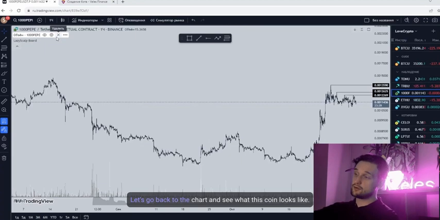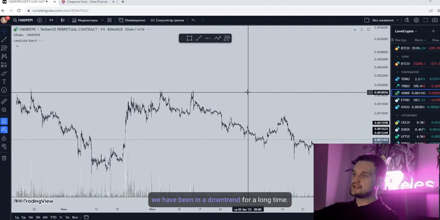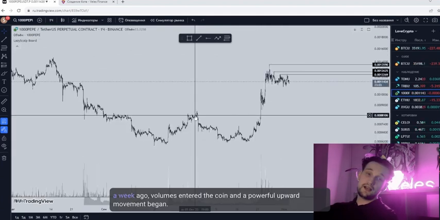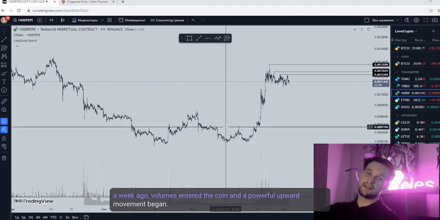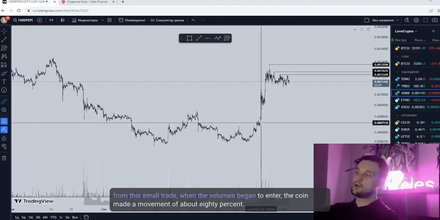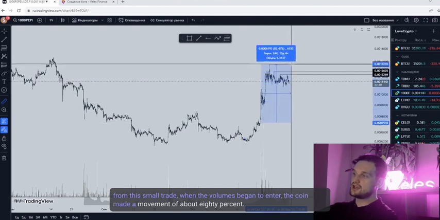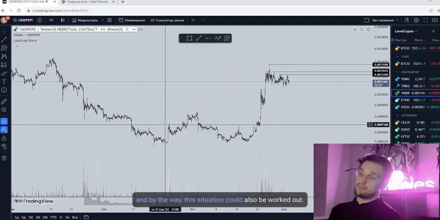Let's go back to the chart and see what this coin looks like. We have been in a downtrend for a long time. A week ago, volumes entered the coin, and a powerful upward movement began. From this small trade, when the volumes began to enter, the coin made a movement of about 80%. And by the way, this situation could also be worked out.